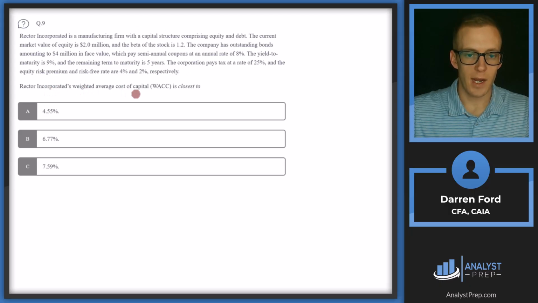Rector Incorporated's weighted average cost of capital is closest to... Okay, so for weighted average cost of capital, we're going to be taking the weight of equity and the weight of debt and then multiplying those by the cost of each.